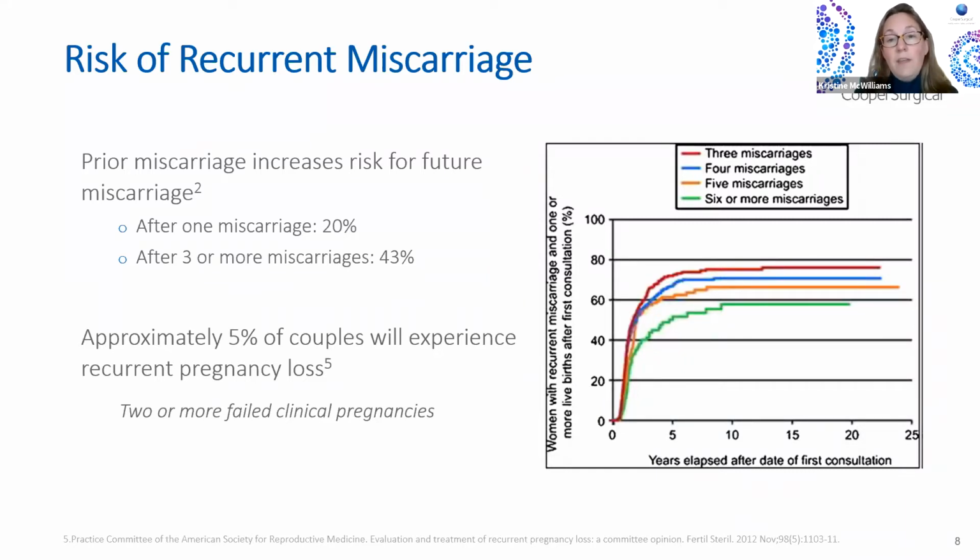The graph on the right is from the ASRM committee opinion on evaluation and treatment of recurrent pregnancy loss, and shows that as the number of miscarriages increase, women are both less likely to achieve a live birth, and that achievement of live birth, if successful, takes longer on average. So it's quite a significant problem.